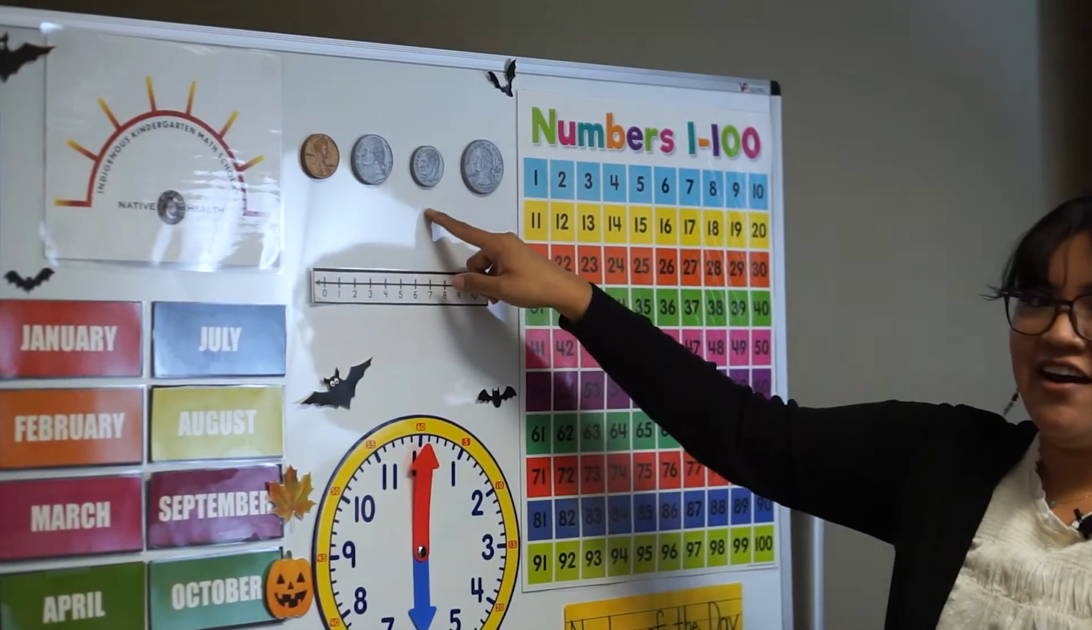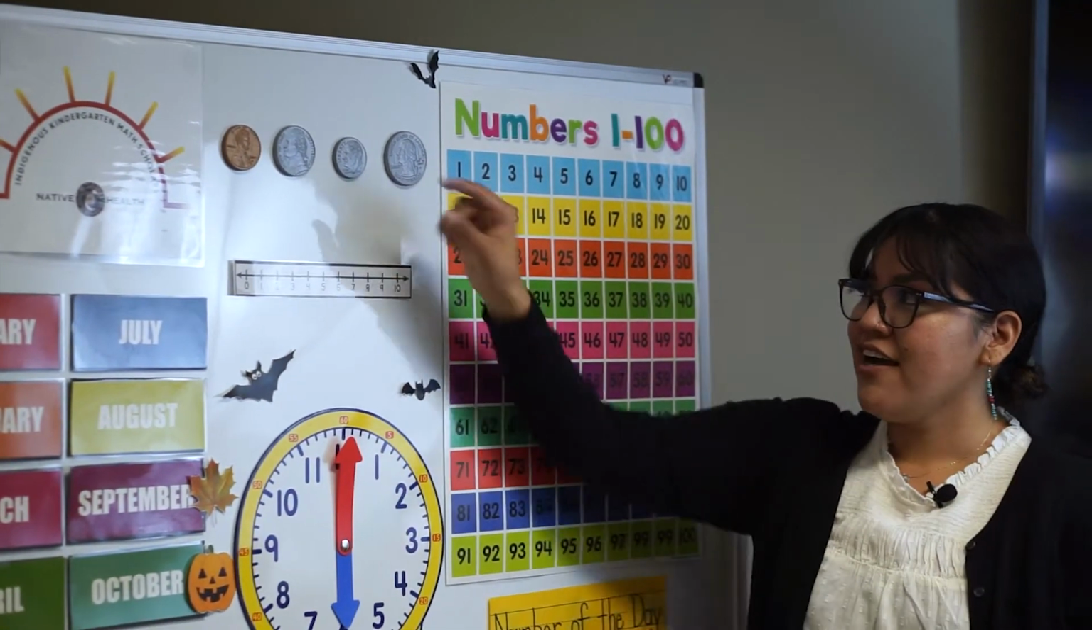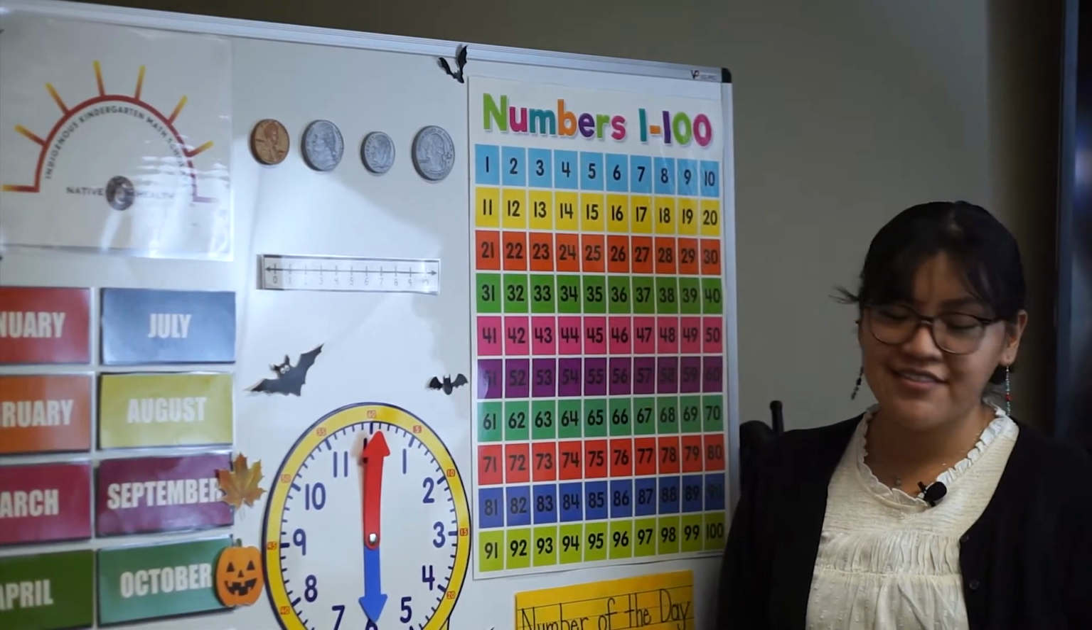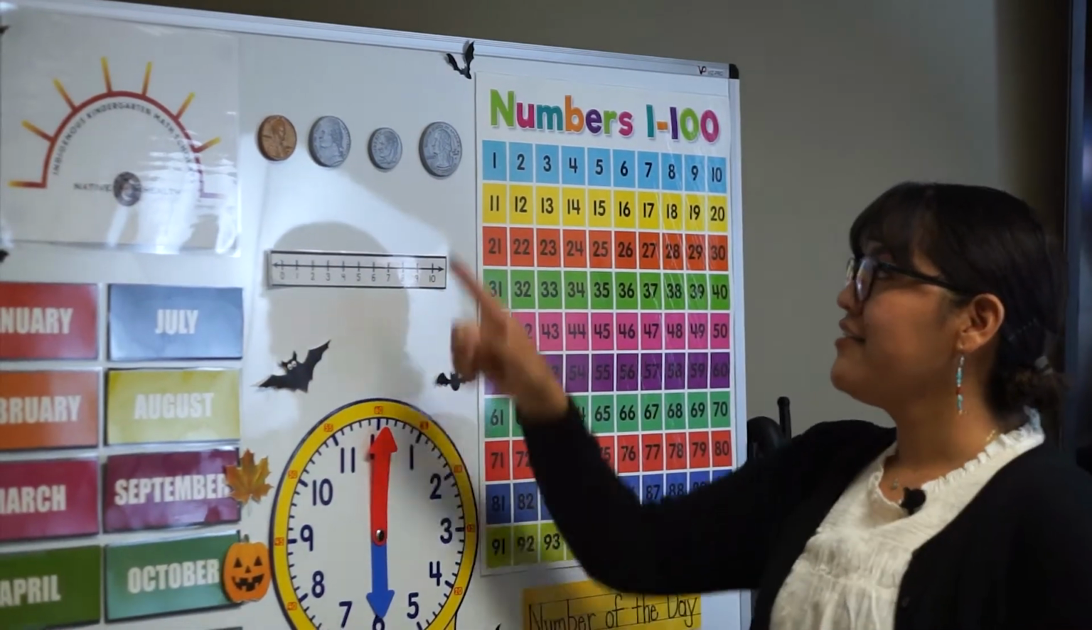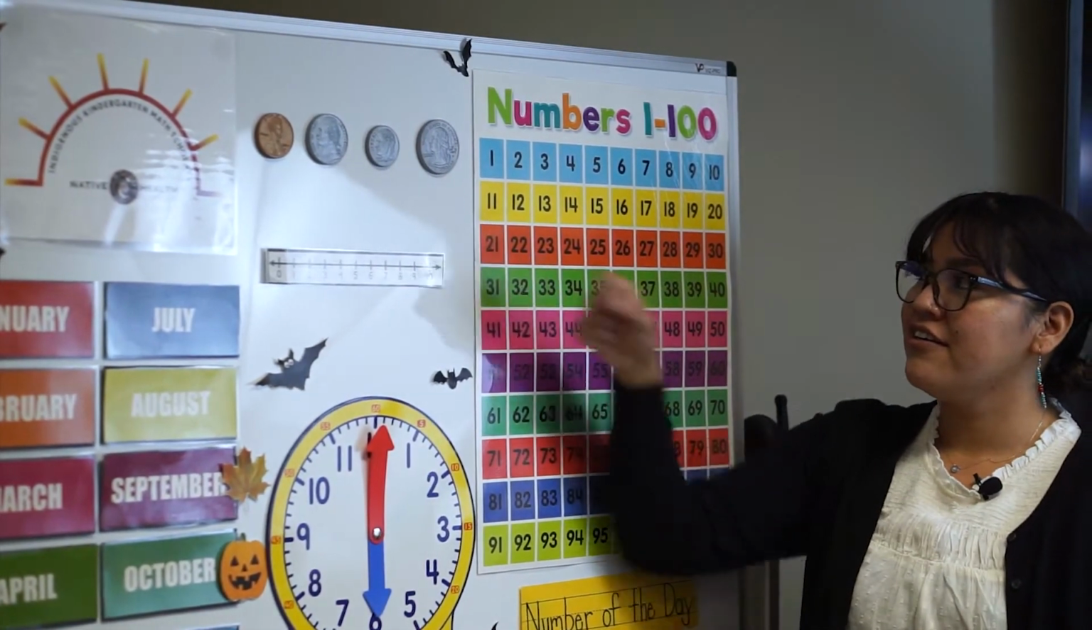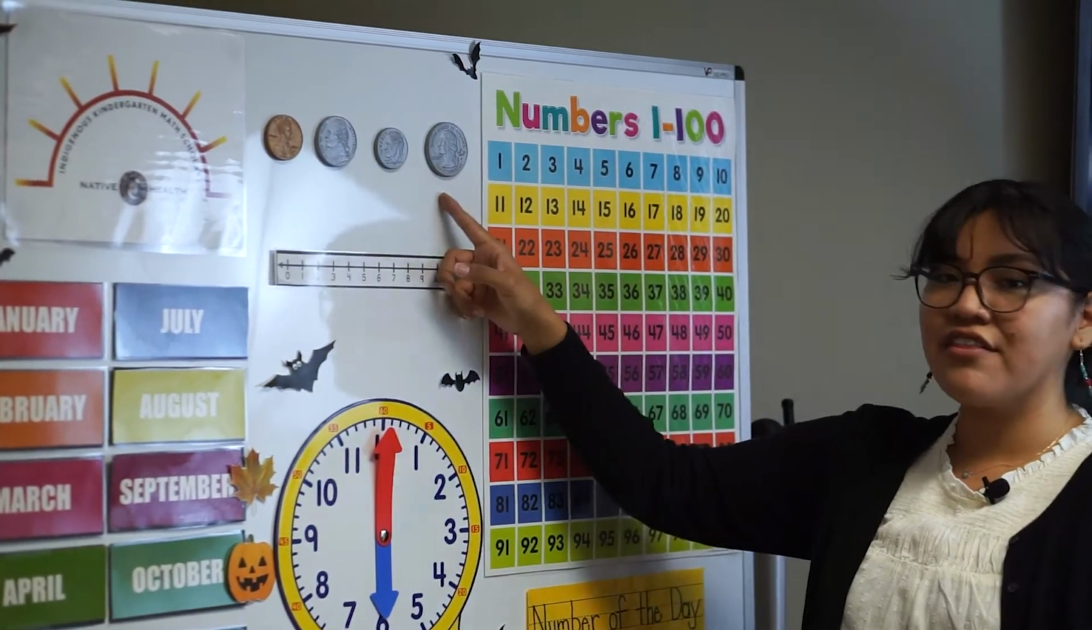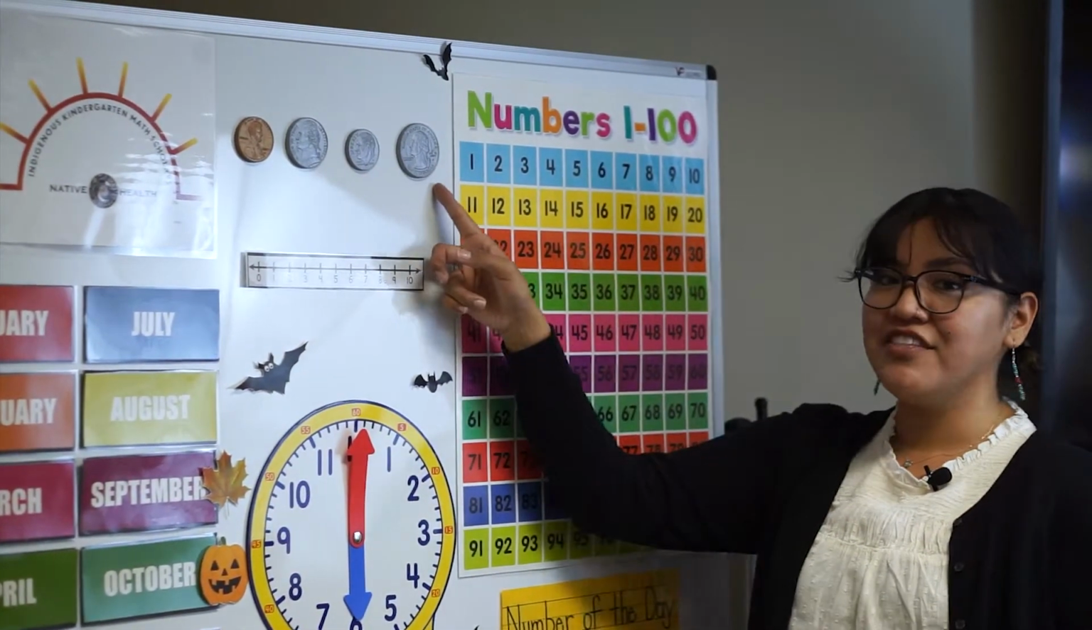Okay, let's look at our dime. Our dime is worth 10 cents. Okay, let's look at our quarter. How much is a quarter worth? 25 cents.